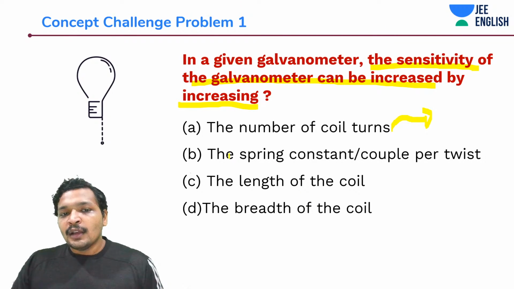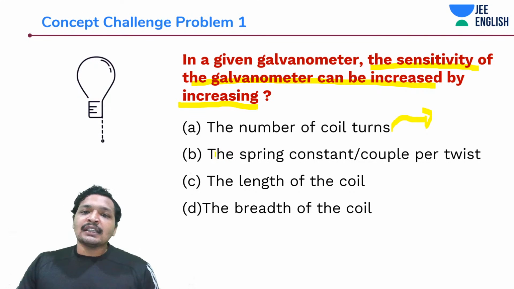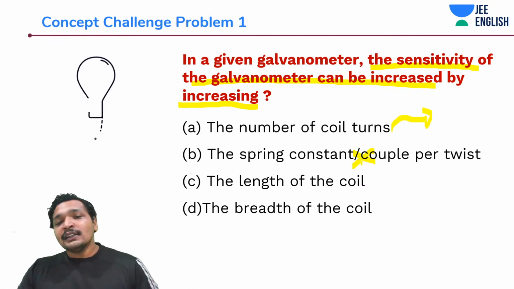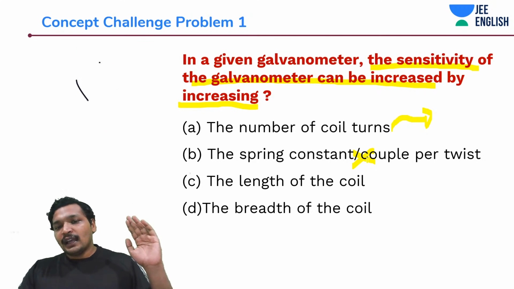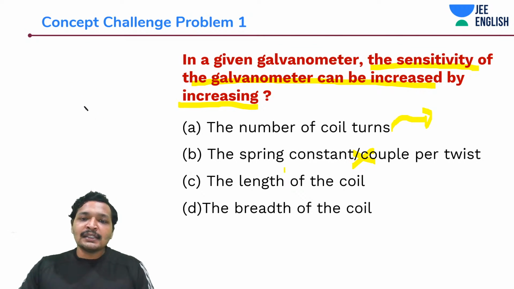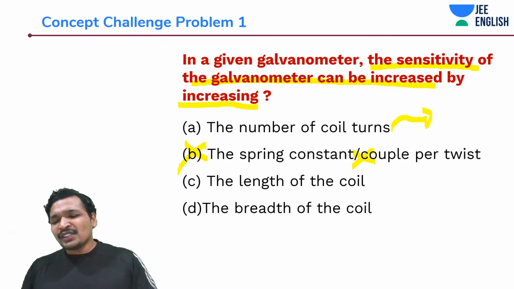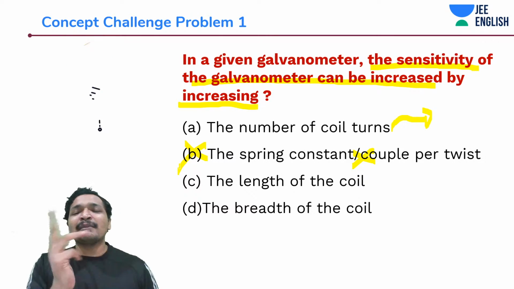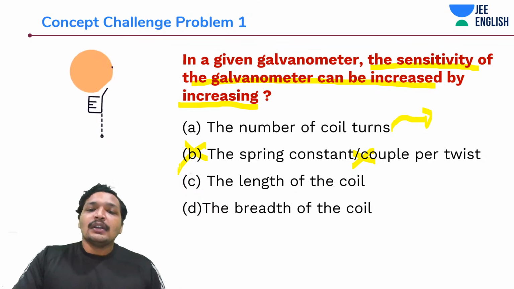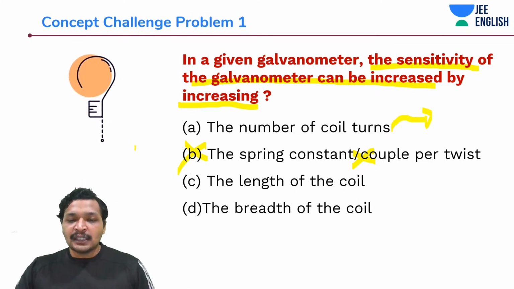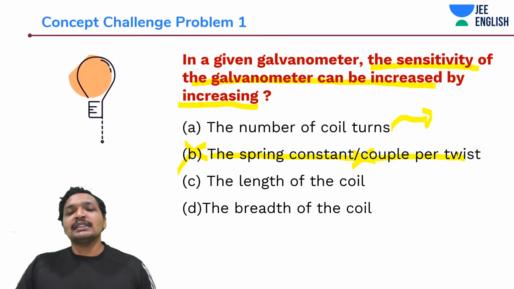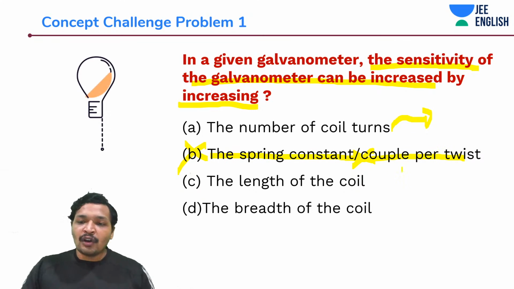Amazing, yeah. Will I get more sensitivity by increasing the spring constant or couples per twist? No, I won't. If you remember, what was sensitivity? NAB by K. If you increase the spring constant, what is going to happen? Think about it. The more rigid the spring, the less the sensitivity, the less the pointer can move in the galvanometer. So the spring constant is going to hamper the sensitivity of your galvanometer. You do not want a material that has a very high spring constant or couples per twist.